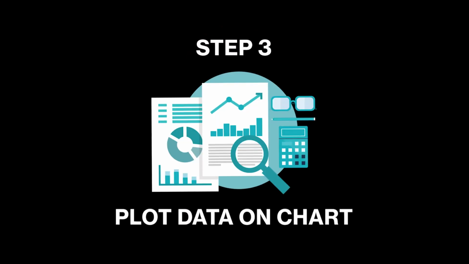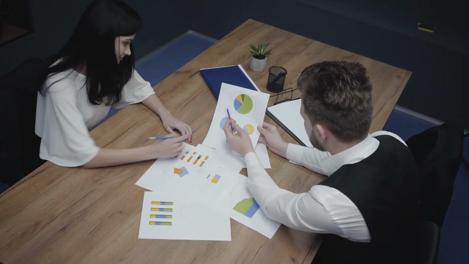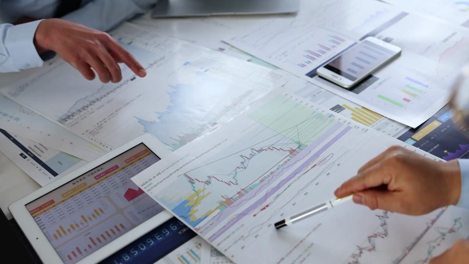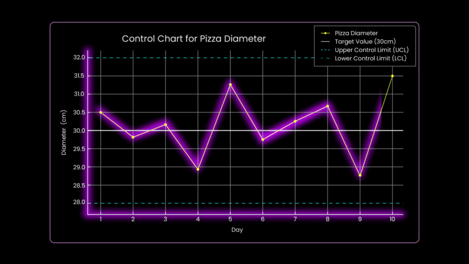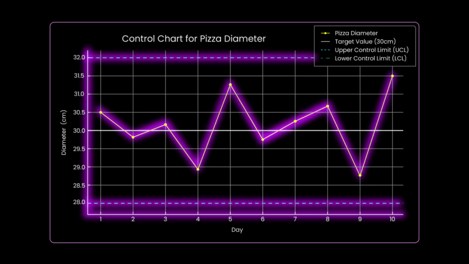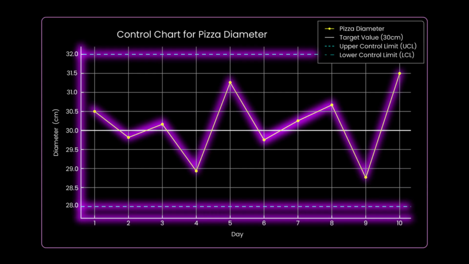Step 3, plot data on chart. Once you have your limits, you can plot your chart. Every data point goes up there. Put time or day on the x-axis. Put bake time on the y-axis. Plot each day's average. Add your center line, UCL, and LCL, and voila, you're done.